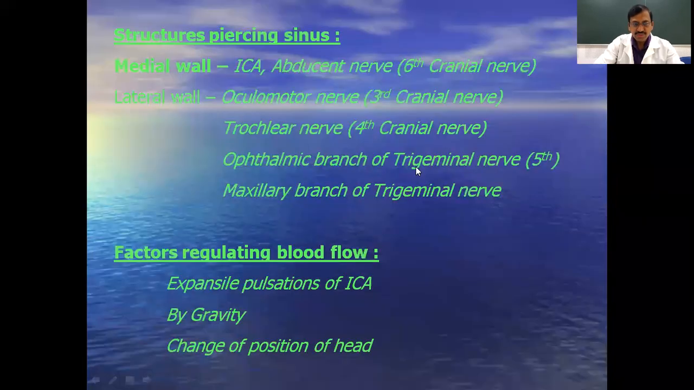And next, another important point. There are some important structures passing through the cavernous sinus. That is also very, very important clinically. Suppose you see the medial wall of the cavernous sinus: the internal carotid artery and the abducens nerve, the sixth cranial nerve, are passing through the cavernous sinus. The internal carotid artery is surrounded by a sympathetic nerve plexus along with small veins, and the abducens nerve is also passing through the cavernous sinus.